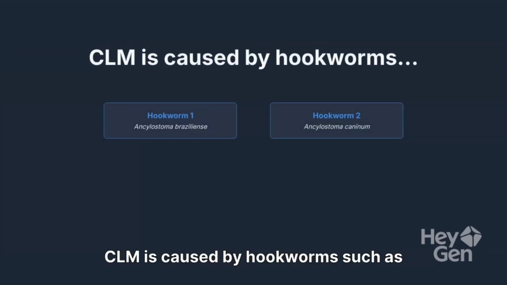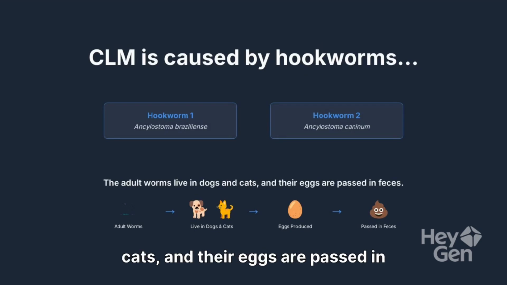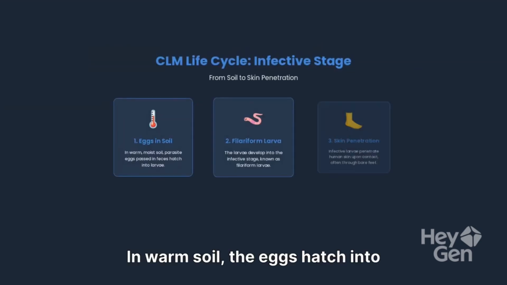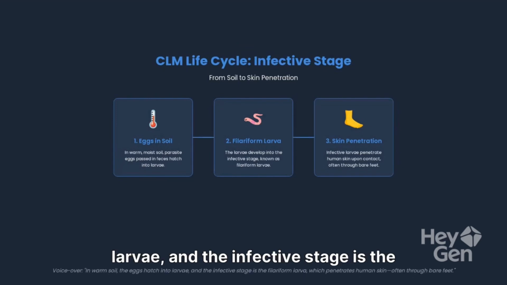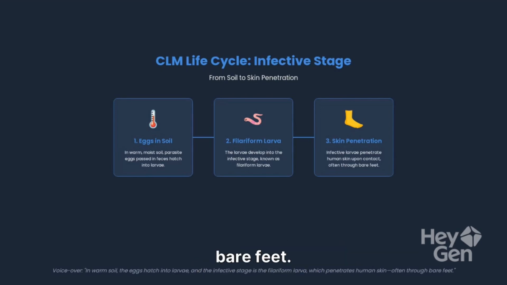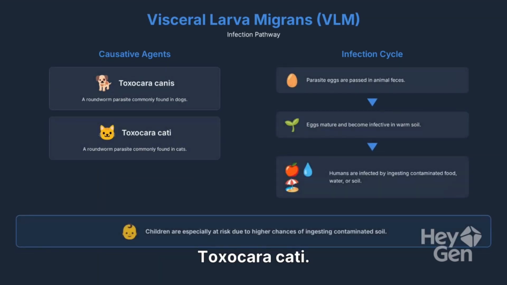CLM is caused by hookworms such as Ancylostoma brasiliensis and Ancylostoma caninum. The adult worms live in dogs and cats, and their eggs are passed in feces. In warm soil, the eggs hatch into larvae, and the infective stage is the filariform larva, which penetrates human skin, often through bare feet. VLM is caused by Toxocara canis and Toxocara cati.